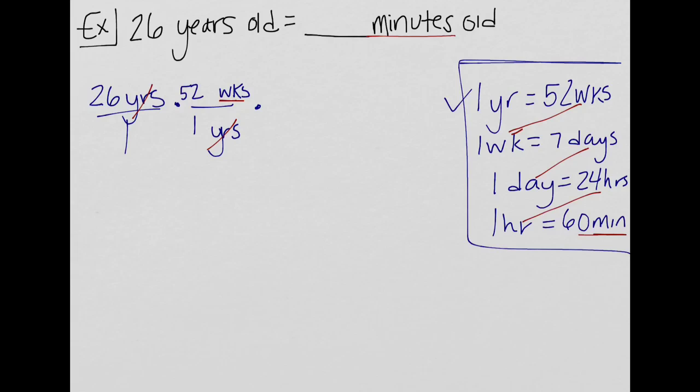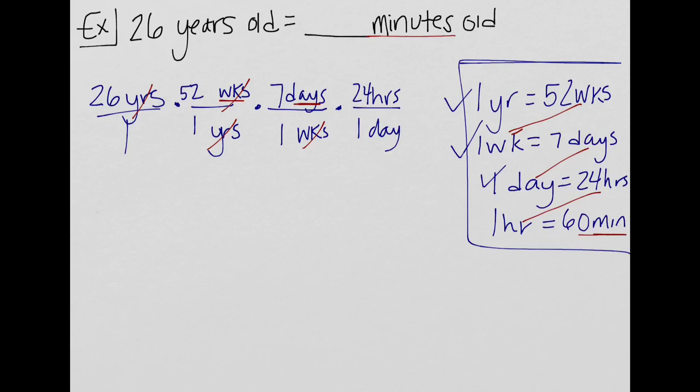So I got to keep going. So now I want weeks to cancel, which means they need to put weeks on bottom. And my next unit rate that deals with weeks is the second one. 1 week is 7 days, so the days is going to have to go on top. Well, again, we're not done yet because weeks cancels, but that leaves me with days, and I need to get down to minutes. So my next unit rate needs to take me from days to something smaller. So we know that 1 day is equal to 24 hours, so we use that one. And the days are going to cancel, but again, I need hours to get down to minutes.